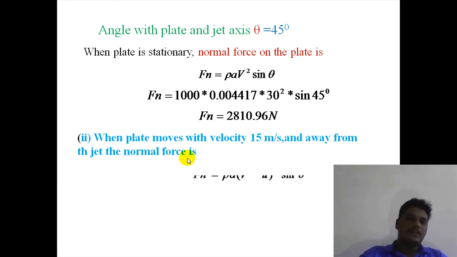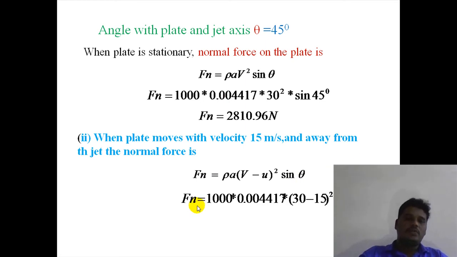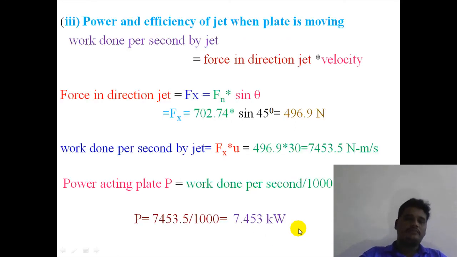Second one. When the plate is moving with a velocity of 15 meters per second and away from the jet, the normal force is Fn equal to rho a (v minus u) whole square. Fn is equal to 1000 into 0.004417 into (30 minus 15), the velocity of the jet minus the velocity of the plate, whole square. I get the calculation by the internal calculator: Fn is equal to 702.74.